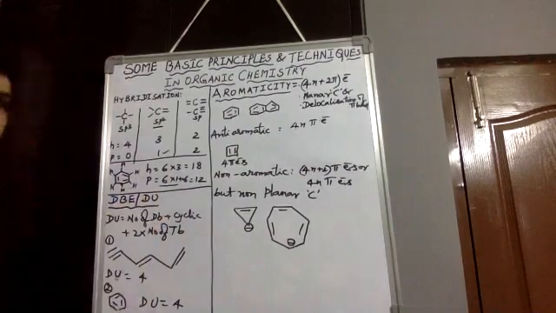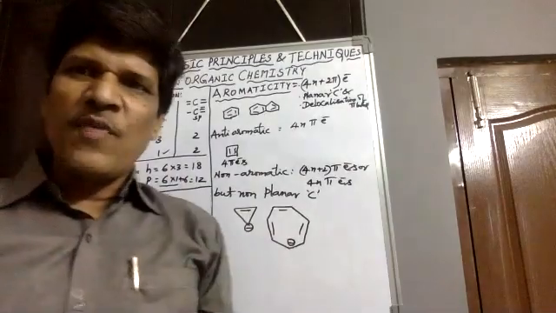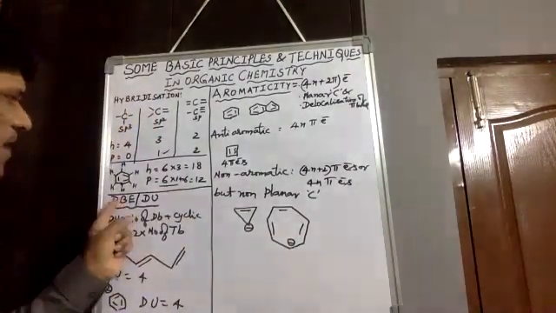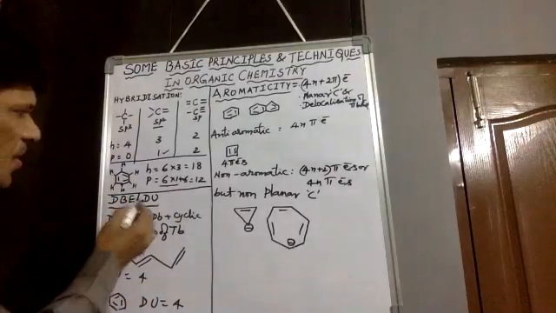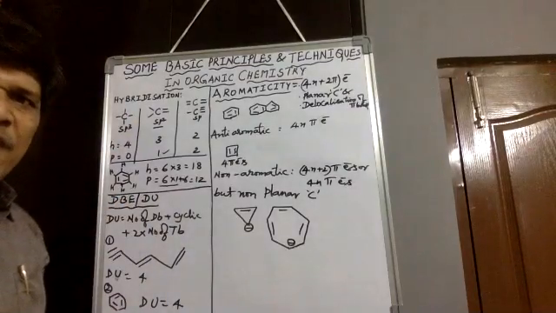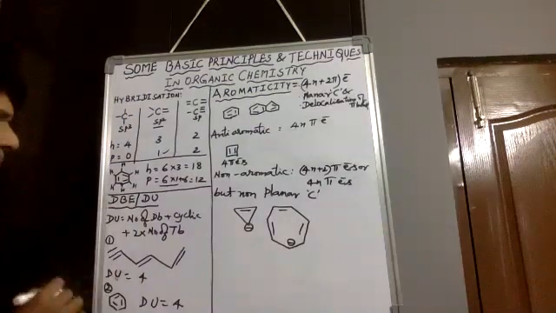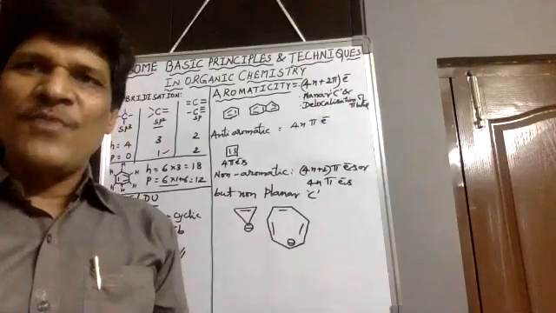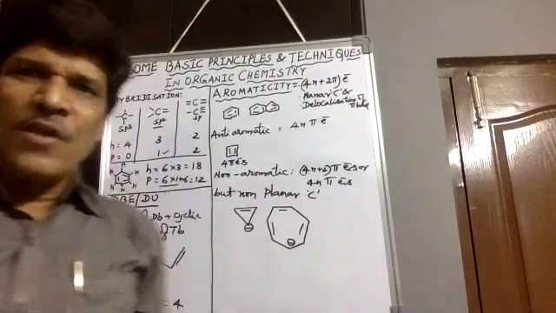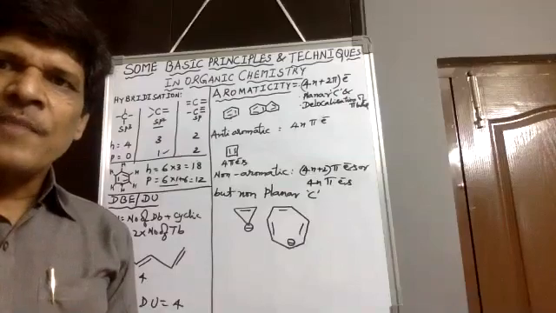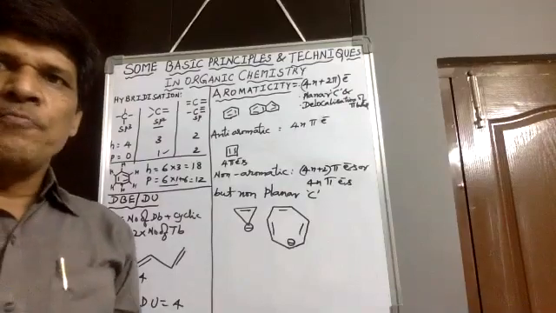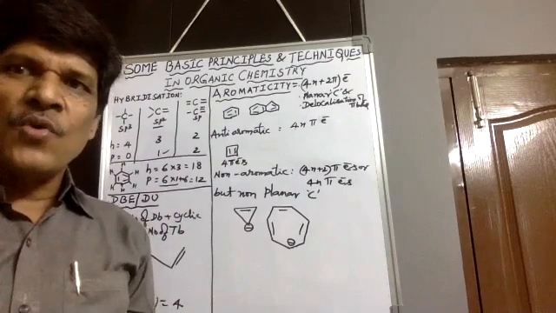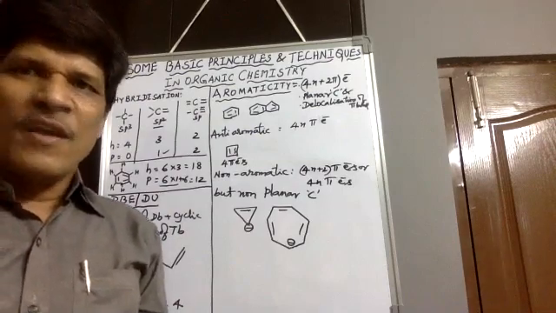Then the next point: what is double bond equivalence, or degree of unsaturation? Both are the same. DBE means double bond equivalence, DU means degree of unsaturation. Double bond equivalence means how many double bonds are there, its equivalent. Double bond equivalence is equal to the number of double bonds plus the number of cyclic groups. One cyclic group is equal to one double bond. And the number of triple bonds is equal to twice the number of double bond equivalents.